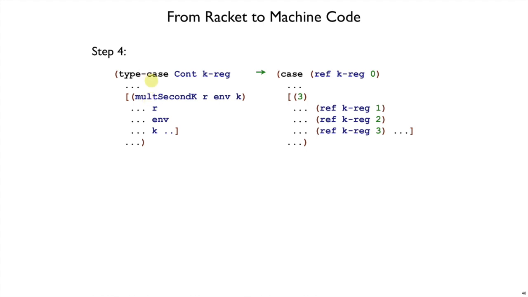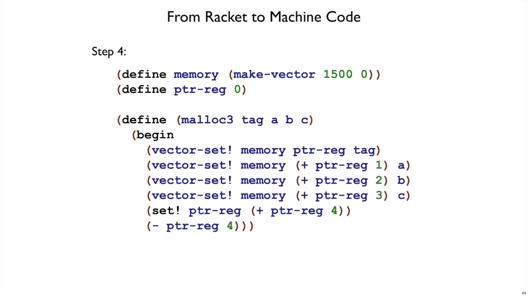And where we used to rely on type cases pattern matching to pull out these field values from the record, instead we'll do the work ourselves. We have this kreg value. It's a number that represents the address of the continuation record in memory. So we will offset that by 1 and look in memory to get the first field, offset it by 2 and look in memory to get the second field, and so on. In other words, memory is just going to be a big array of numbers.